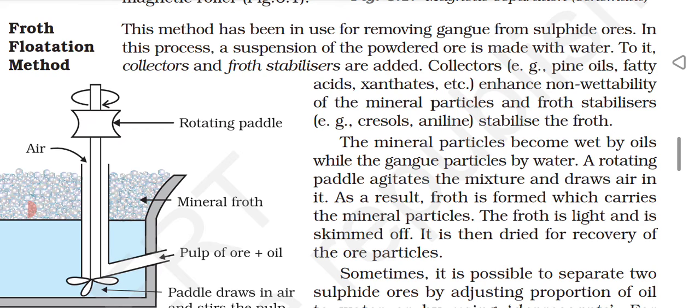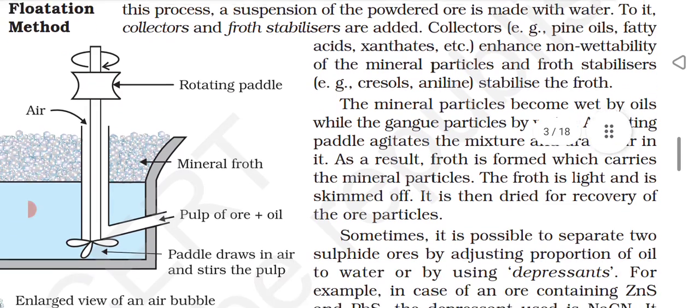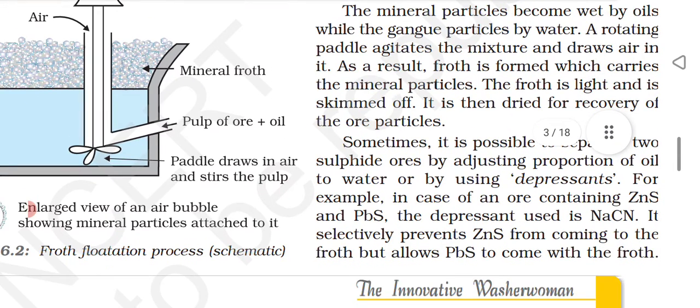Collectors like pine oils, fatty acids, and xanthates enhance non-wettability of the mineral particles, and froth stabilizers like creosotes and aniline stabilize the froth. The mineral particles become wet by oils while the gangue particles are wet by water. A rotating paddle agitates the mixture and draws air into it. As a result, froth is formed which carries the minerals. The froth is light and is skimmed off. It is then dried for recovery of the ore particles.